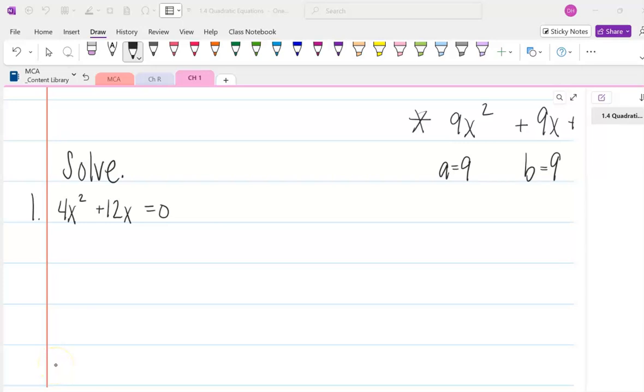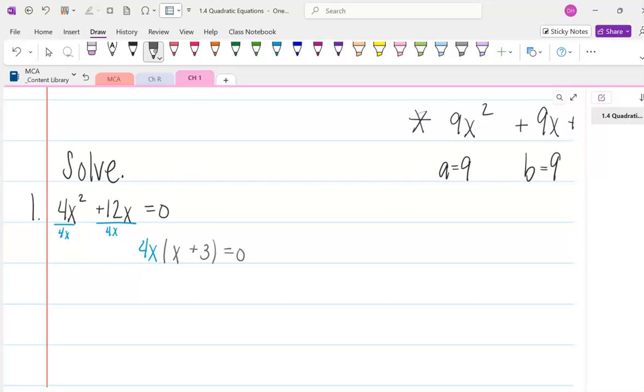For the first problem, we have 4x squared plus 12x equals 0. So there's only 2 terms, and it looks like they're both divisible by 4, and they both have an x in common. So what we're going to do is GCF, that forgotten method. So I'm going to take out a 4x. So we write down 4x. And then let's go ahead and write down in parentheses x plus 3 left over.